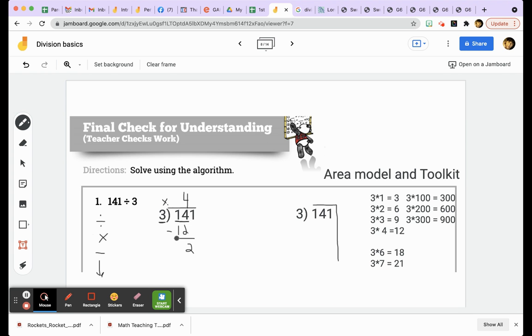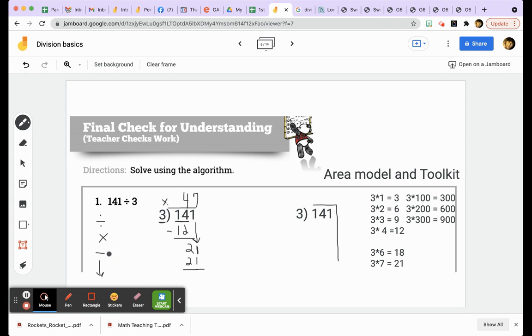After I subtract, I bring down the next number. The next number is 1, and I write it next to the 2. Now I start my cycle again. I start with division. 3 will go into 21 how many times? Well, 3 times 7 is 21. So I'm going to put a 7 in the quotient. Then I'm going to multiply back. 7 times 3 is 21.